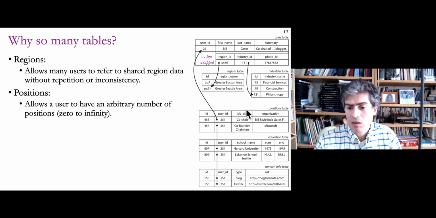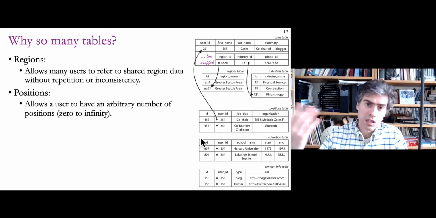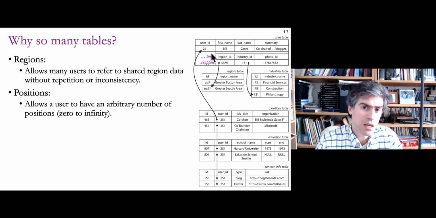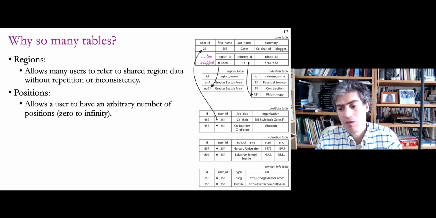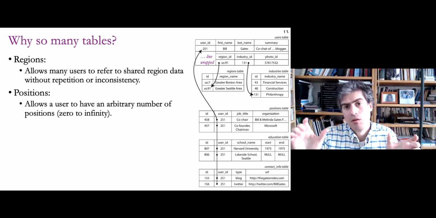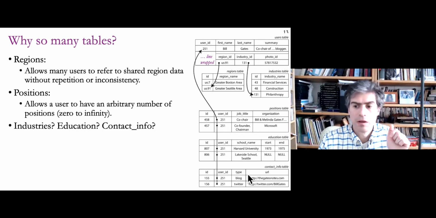So having an outside table for positions relative to users creates a many-to-one relationship where you can have many positions for each user. Okay, so that's one of the key features of relational database design. When you're designing the schemas, that's something you have to understand. If you have a many-to-one relationship, then you need to create a separate table for those things that could be many. And that's also true for education and contact info. Same thing, same reason there.